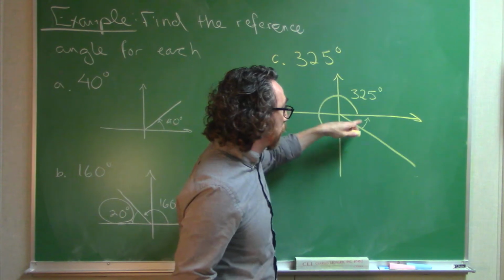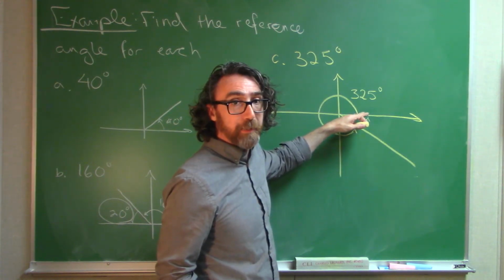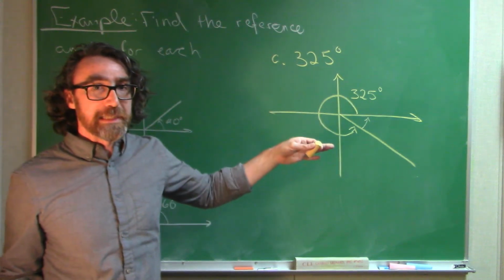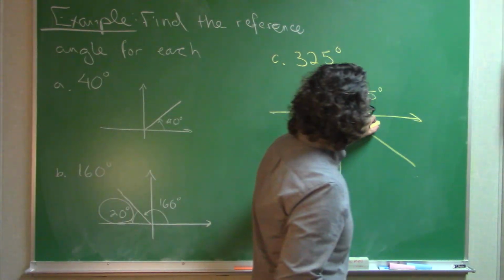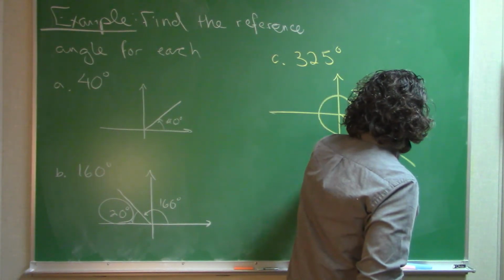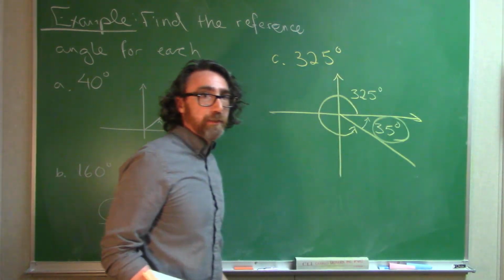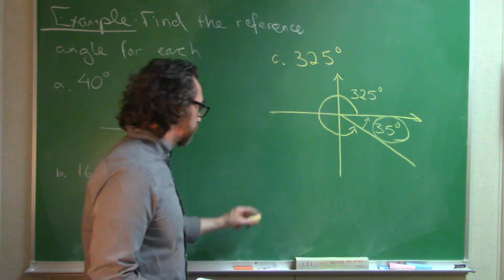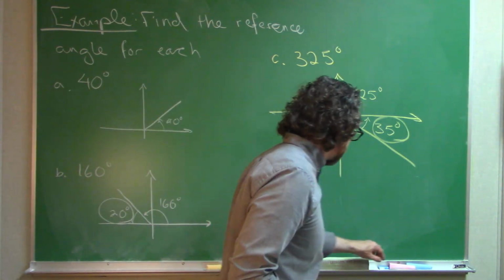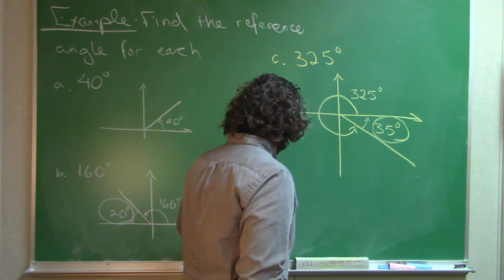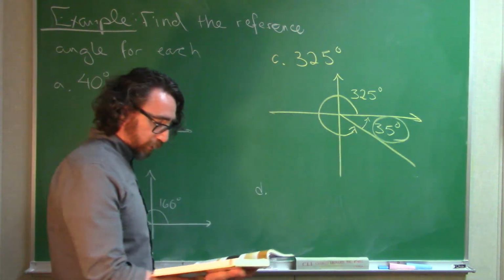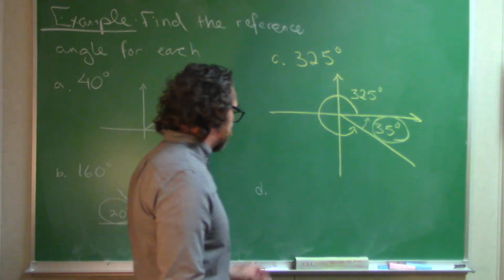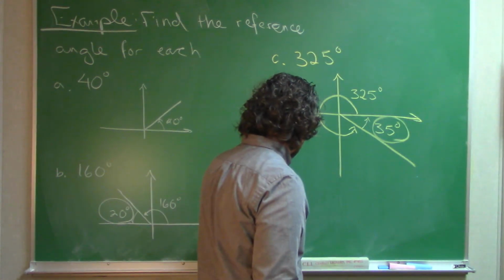Now, going all the way around, that's what would happen if I went to there, right? I would have gone a full revolution. That's, of course, 360. So this is 35 degrees. Your reference angle for 325 is 35 degrees. Okay, just one more. I want to do a negative one. Let's do negative 250 degrees.